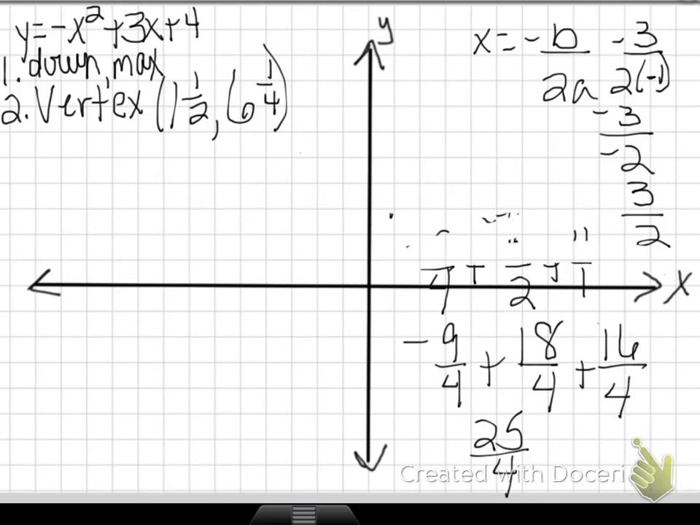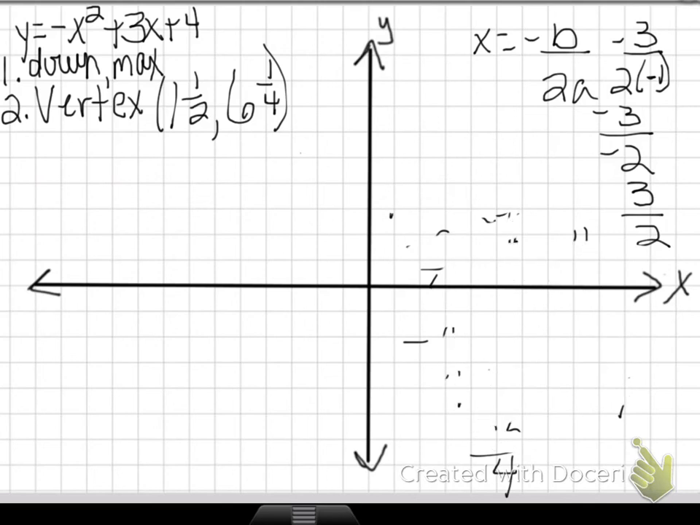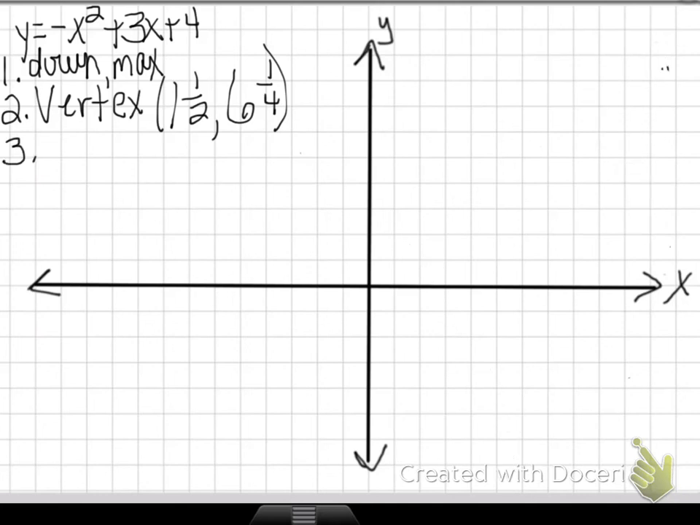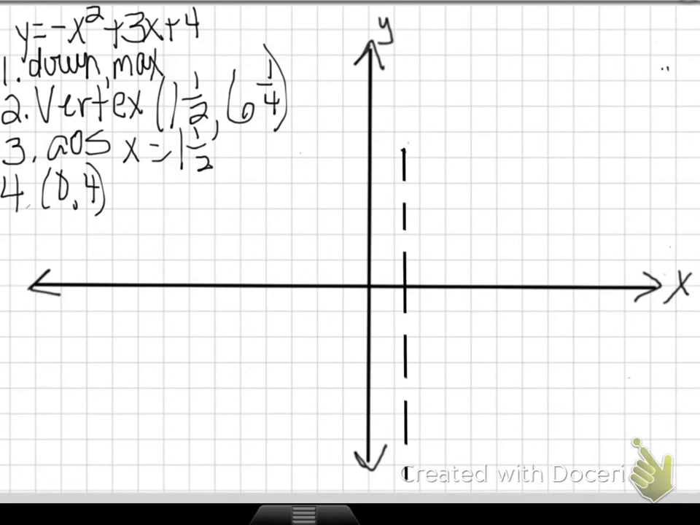Okay, so I'm going to erase all this stuff. The axis of symmetry is x equals 1.5. Your y-intercept is 0, 4. Okay, I'm going to plot these points. I plotted 1.5, up 6 1/4. Labeled my axis of symmetry. Now I need to plot the point 0, 4. From the axis of symmetry I went 1.5 to the right, so I'm going to have to go 1.5 to the left. And that is the ordered pair 3, 4.